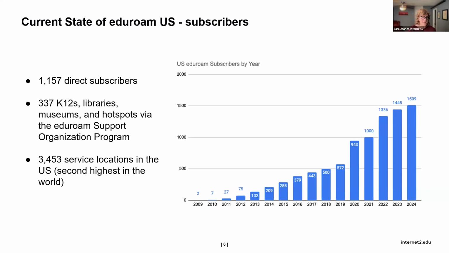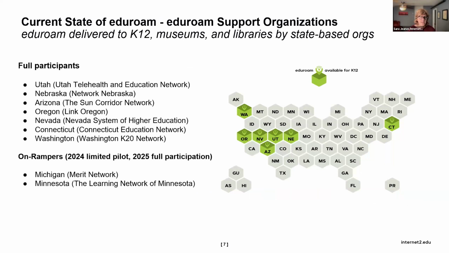Next slide. And then I mentioned those support organizations. We have 7 full participants as support organizations supporting K-12, museums, and libraries. And if you happen to catch the announcement last week, we just announced 2 new on-rampers into the program. They are doing an initial pilot in 2024, and then they'll roll into full participation in 2025. That is Merit Network in Michigan and the Learning Network of Minnesota. So congrats to those 2 organizations. We're happy to have you on board. Next, please.